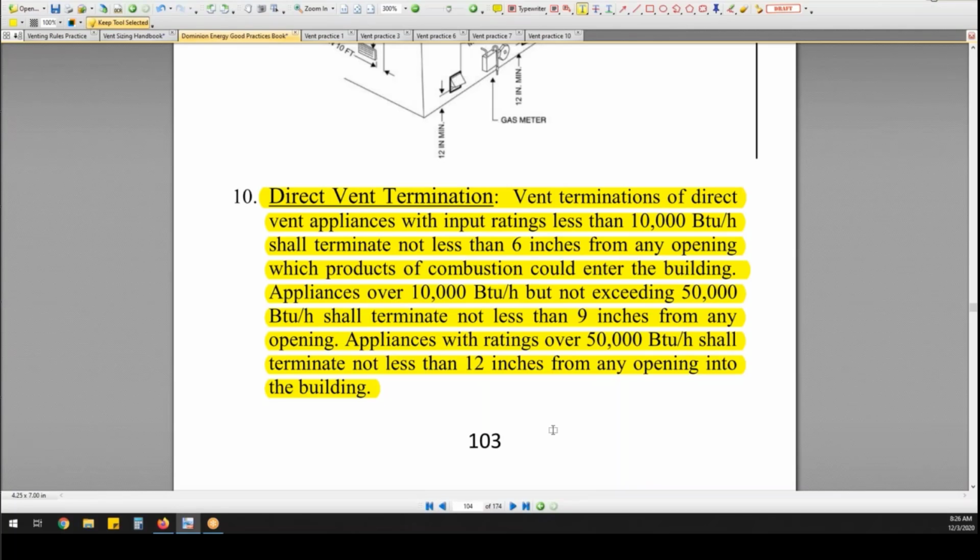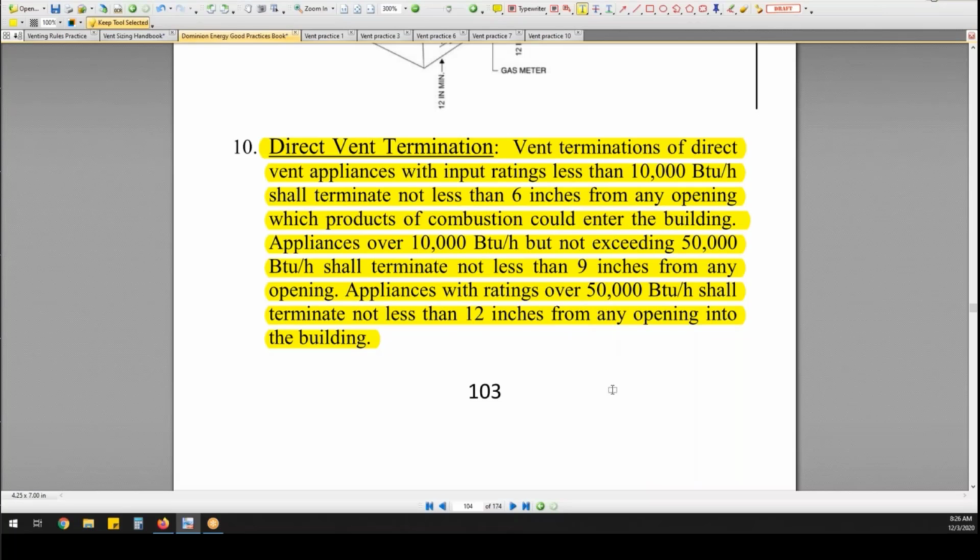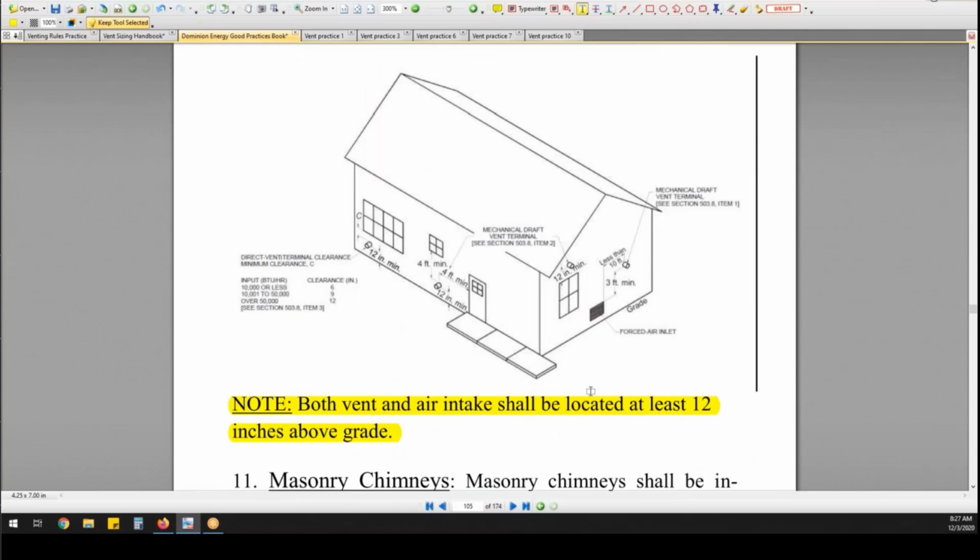Appliances over 10,000 BTU per hour but not exceeding 50,000 BTU per hour shall terminate not less than 9 inches from any opening. Appliances with ratings over 50,000 BTU per hour shall terminate not less than 12 inches from any opening into the building. Okay, very good. And they even give you examples down here.